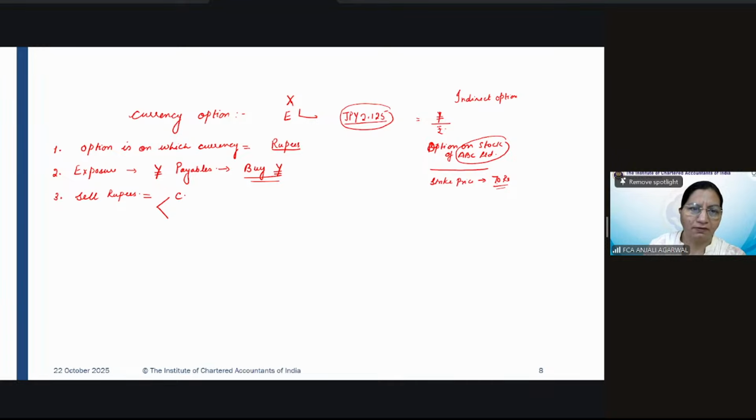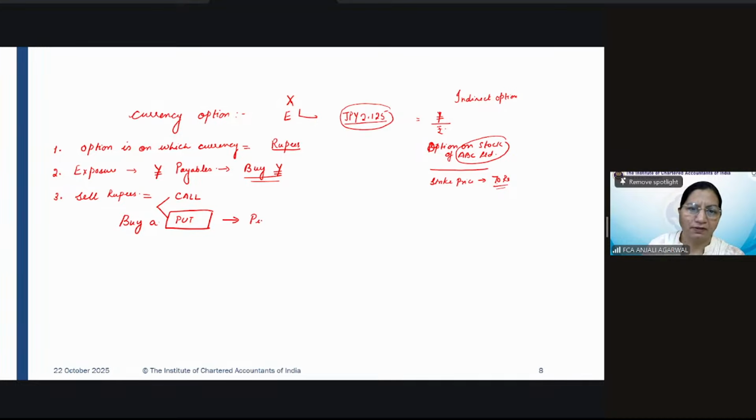Now, which option would be applicable if you want to sell or if you want to buy? So here you have to sell rupees. Which of the options will be applicable? Call or put? Put. Very good. So when you want to buy the yen, indirectly you are selling rupee. Option is on rupee. So you have to buy a put option.